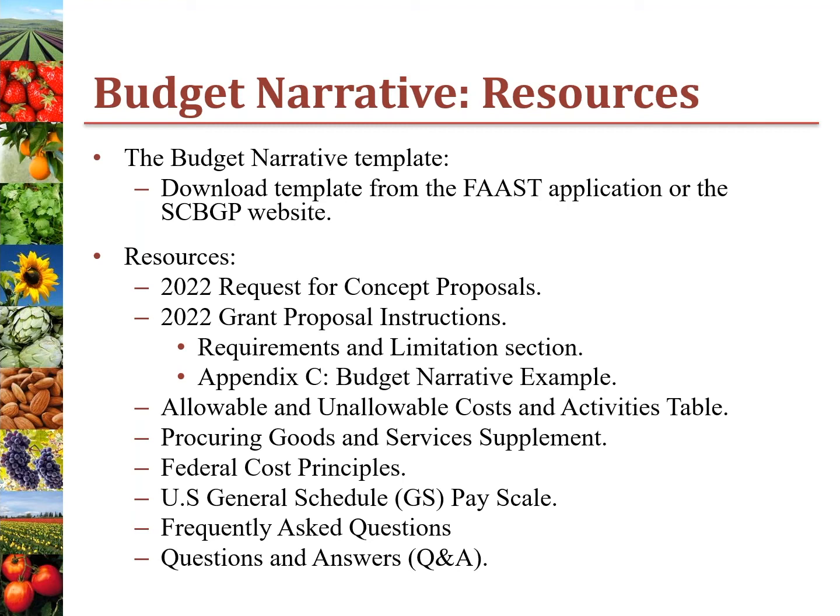More detailed information on allowable and unallowable costs can be found in the allowable and unallowable cost and activity table available through a link in the grant proposal instructions and on the SCBGP website. The Procuring Goods and Services Supplement provides guidance on the federal regulation for procurement transactions. A later presentation will cover this in more detail.